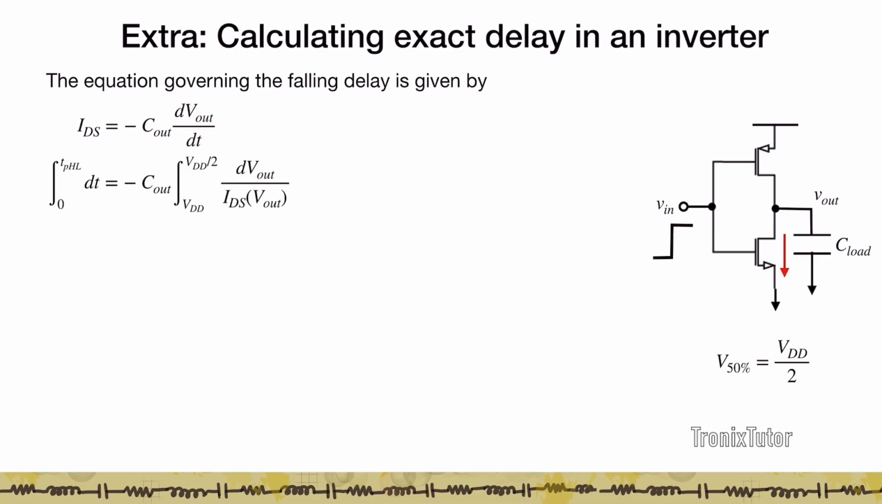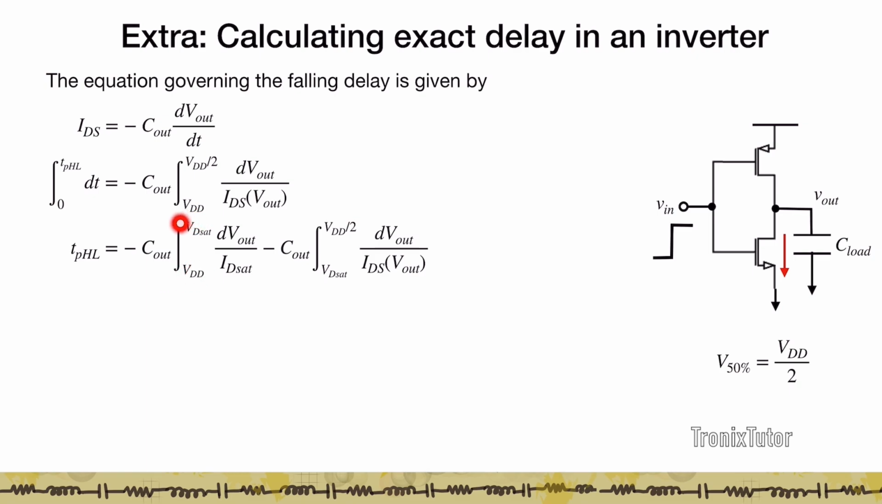Rearrange the equation. What you get is integral 0 to TPHL of dt can be written as minus Cout integral VDD to VDD by 2. So over the time from 0 to TPHL, the output voltage goes from VDD to VDD by 2, dVout by IDS, and this IDS is a function of Vout. So this is now a matter of splitting the integral into two parts, one which goes from VDD to VD sat and the other from VD sat to VDD by 2.